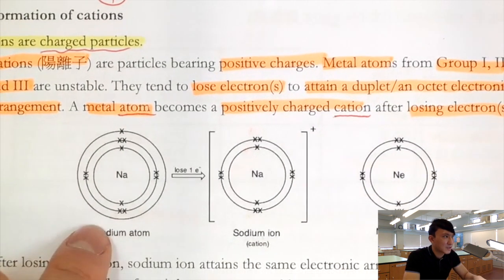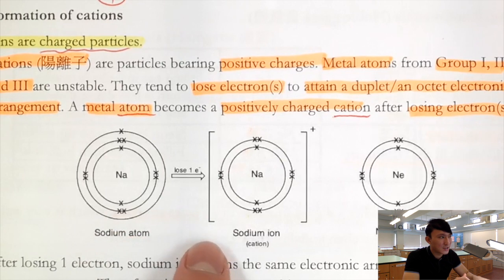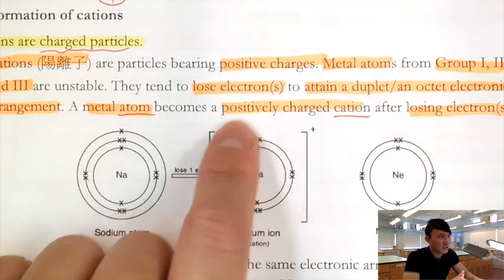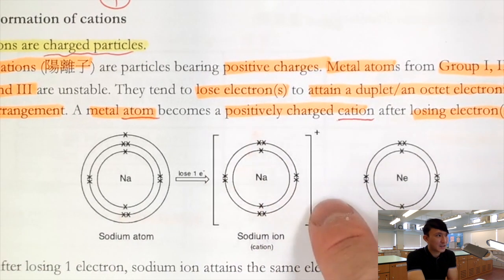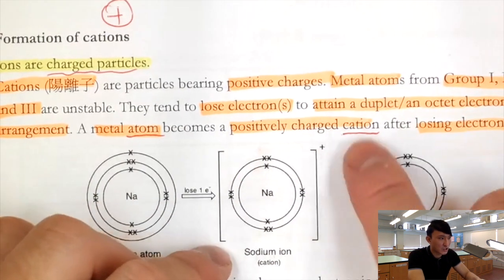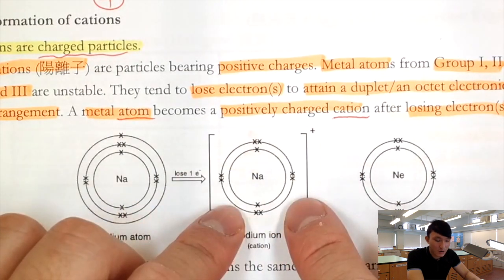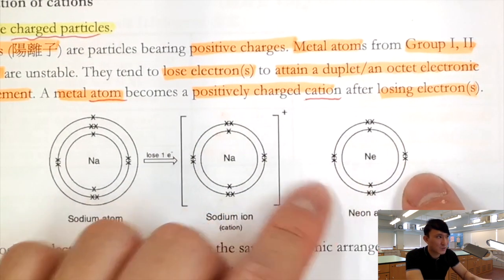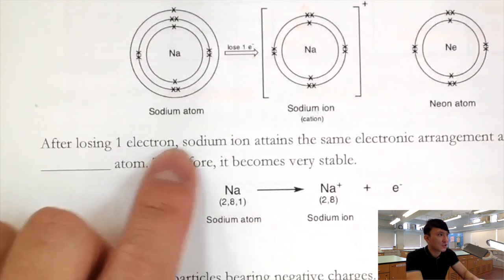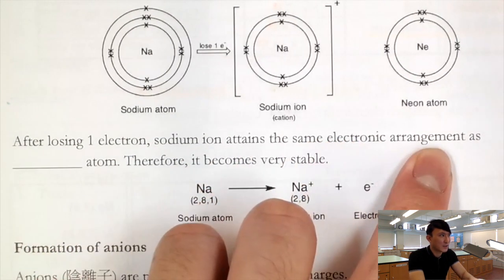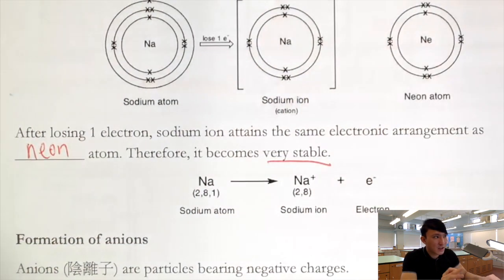Okay. Now this is using the electronic diagram to show you the formation of ions. Now you notice after losing electrons, there are 2 shells left with electrons. And here, you want to indicate a charge, you use a square bracket and you put the charge on the top right-hand corner. And you notice the electronic arrangement of this sodium ion is actually the same as a neon atom. So that's why it is very stable. Okay? So here, after losing 1 electron, sodium ions attain the same electronic arrangement as neon atom. Therefore, it is very stable.